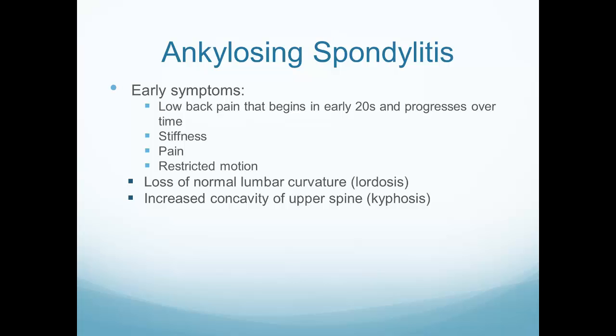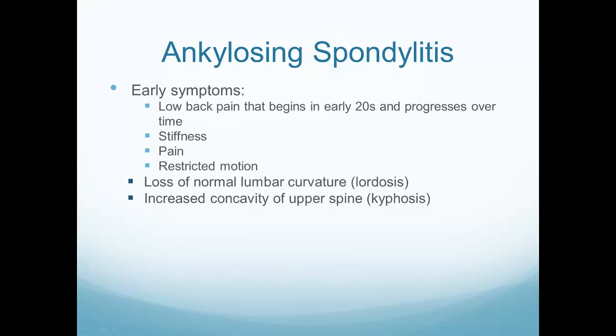Early symptoms may start with back pain in the early 20s, and progress over time with stiffness. This is one of the areas you often see it: in the back and in the spine. We start to see the loss of our normal movement in the spine, and we might start to see some lordosis or some kyphosis occurring in the way that the patient is standing in the spine.